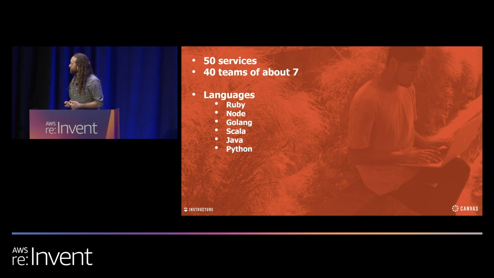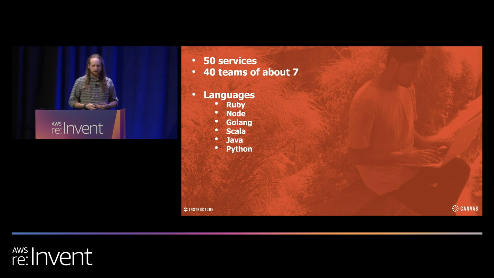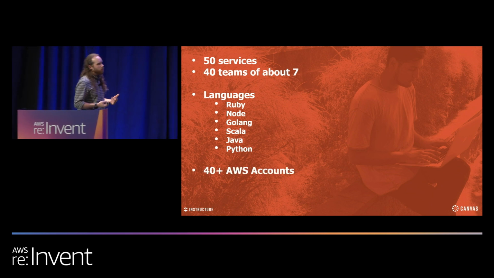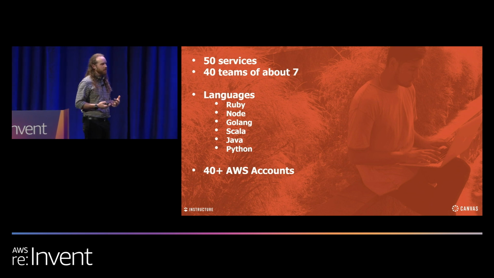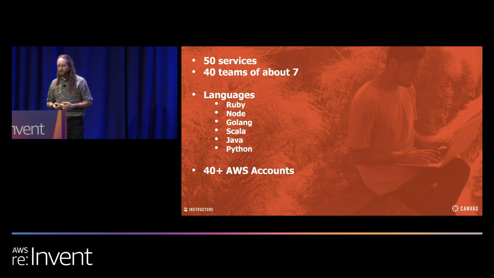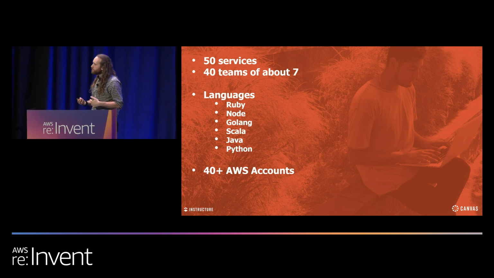This is part of our practice of autonomy. Teams get to choose their tools. We're now spread over more than 40 AWS accounts to provide blast radius isolation and, again, enable team autonomy. These factors, the number of services that we have, the number of teams, the number of AWS accounts, they're actually all reasons why S3 shows up so many places in our stack.